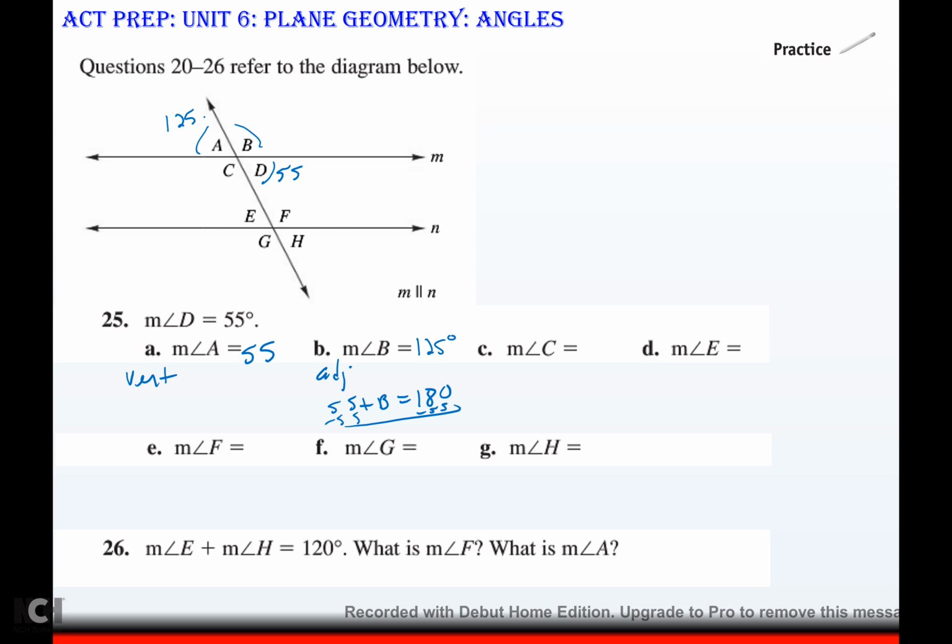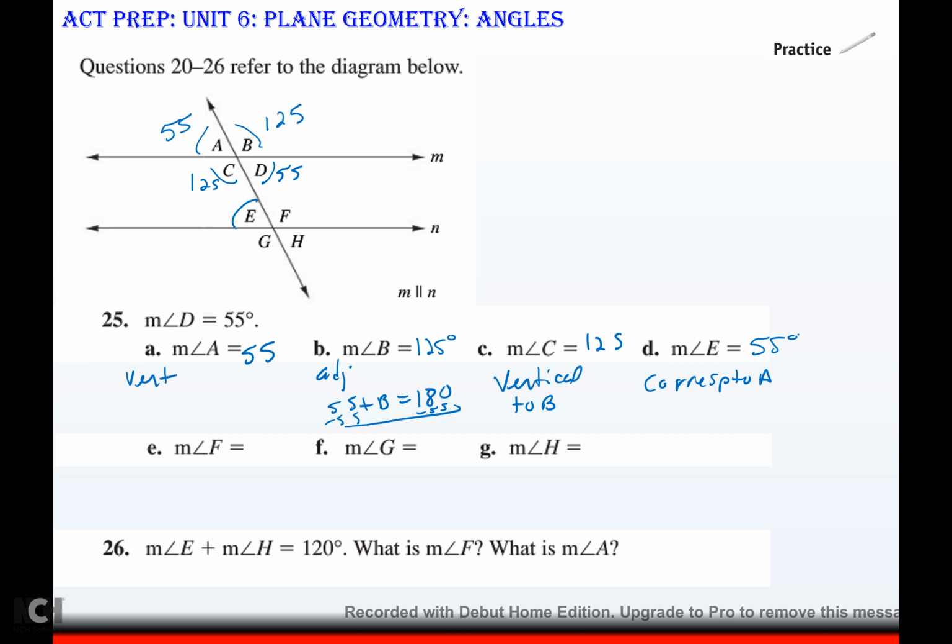Alright. No, sorry, my bad. A is 55. B is 125, my bad. Get it straight, Tamsin. Alright, so then C, well, that's vertical to B, and B is 125, so C is 125. And E, well, that corresponds to A, and corresponding angles are equal, so if A is 55, so is E.